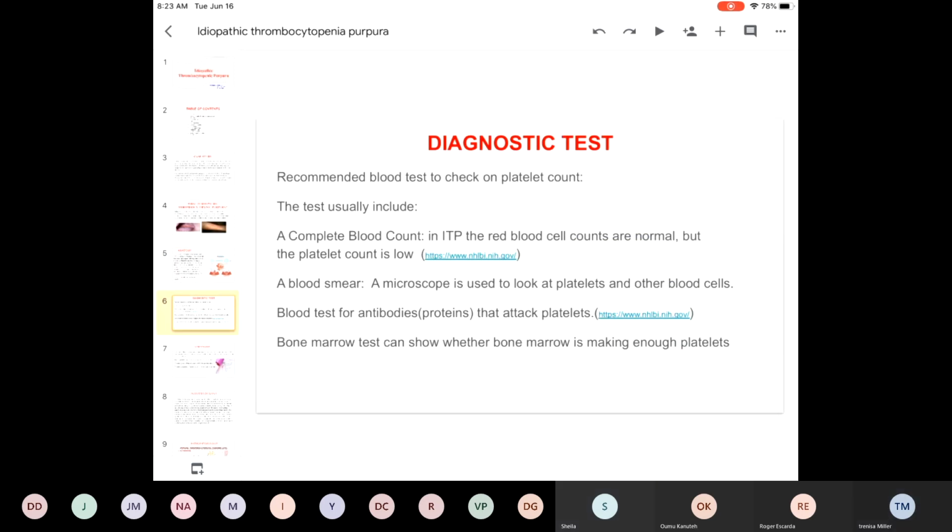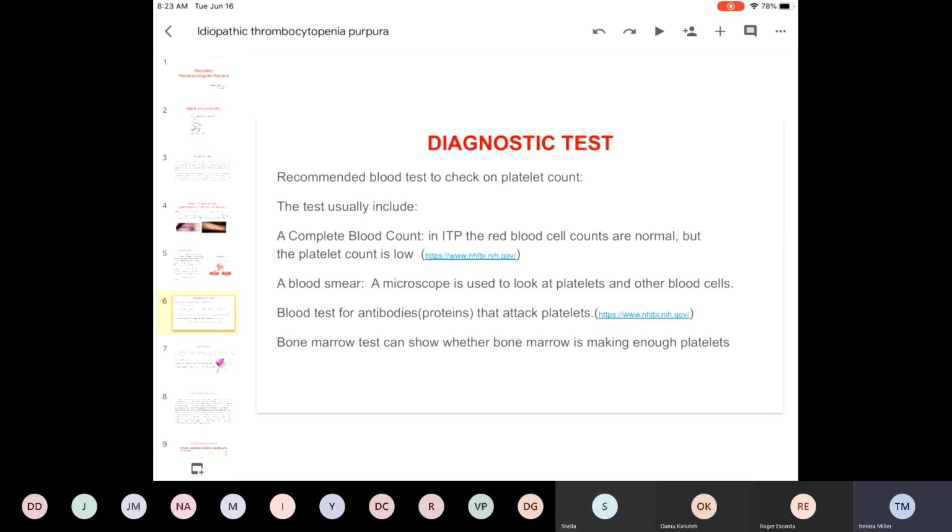Okay. Diagnostic tests that are recommended is blood tests to check on the platelet count. The test usually includes a complete blood count. In ITP, the red blood cell counts are normal, but the platelet count is low. A blood specimen smear, a microscope is used to look at platelets and other blood cells.